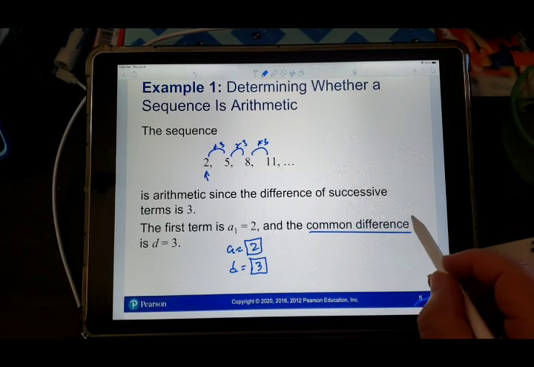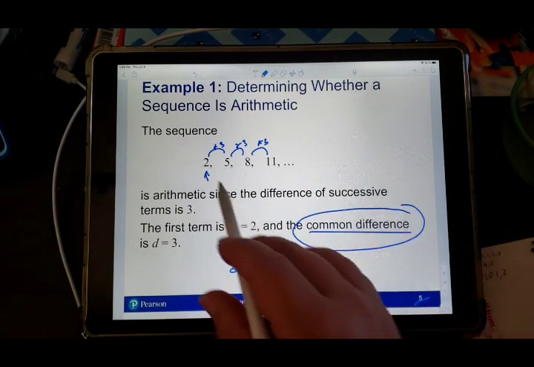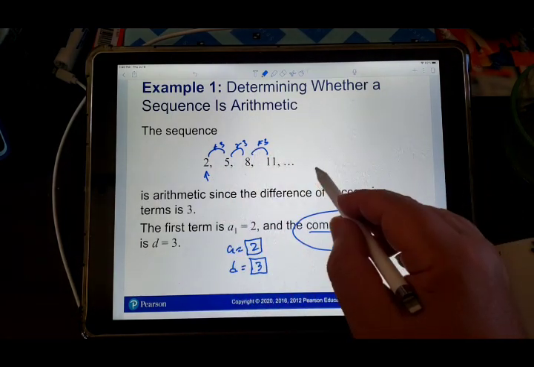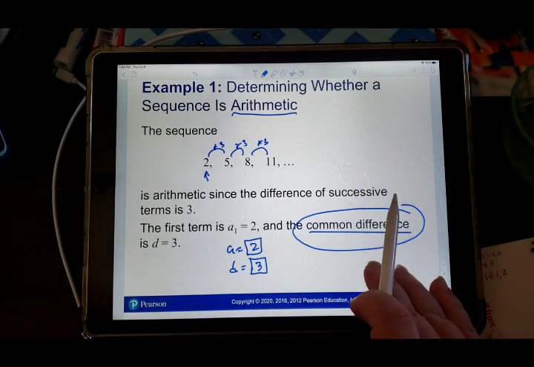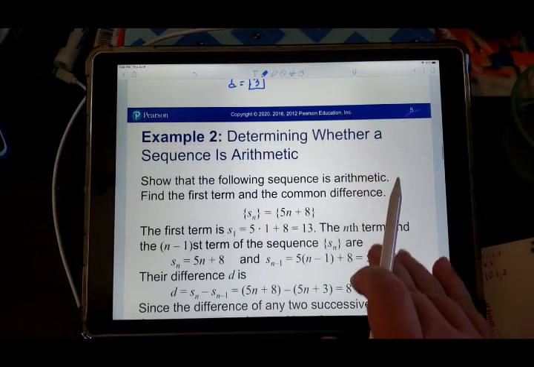And if you don't have a common difference, in other words, if you're not adding or subtracting the same number each time, it's not an arithmetic sequence. The only things we're talking about here are arithmetic sequences right now.